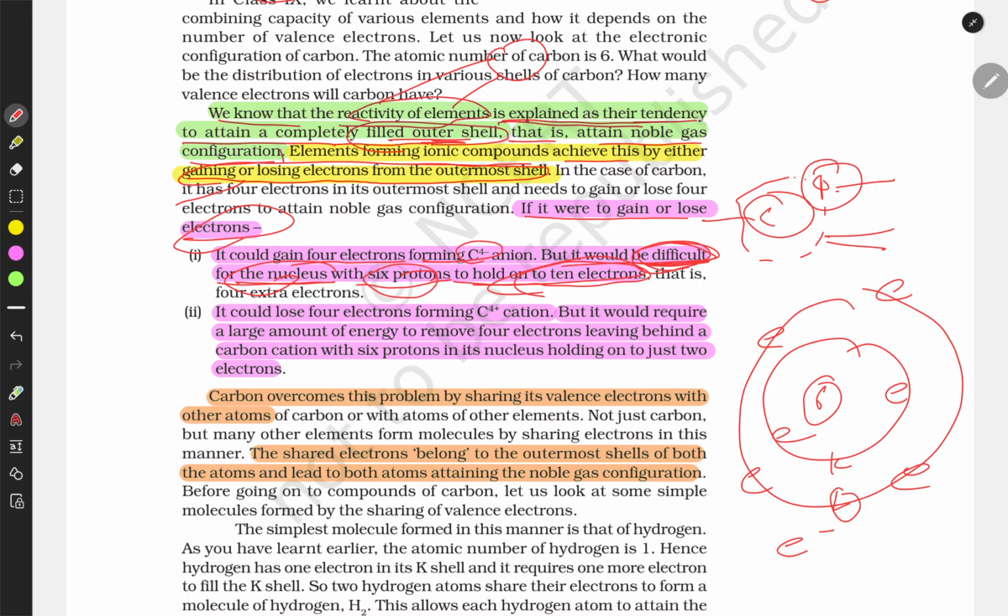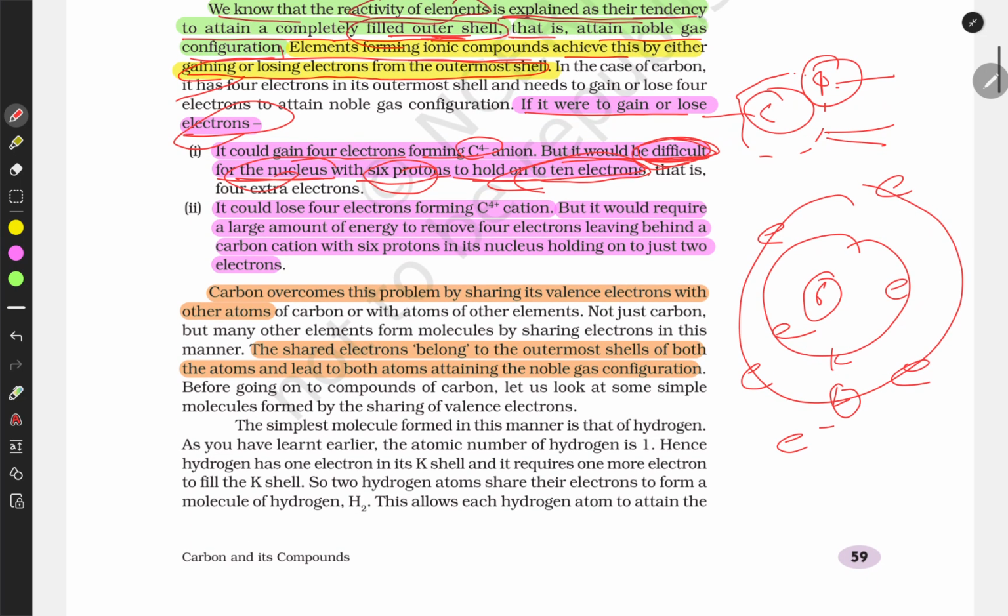So the atom will become unstable because 6 protons cannot hold 10 electrons. The number of protons and the number of electrons should be similar, so that both the negative and positive charge can balance and the atom remains stable.